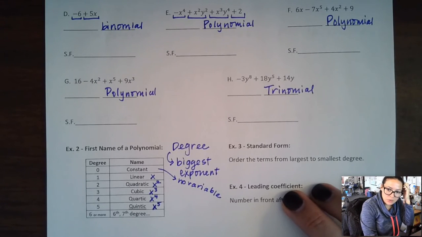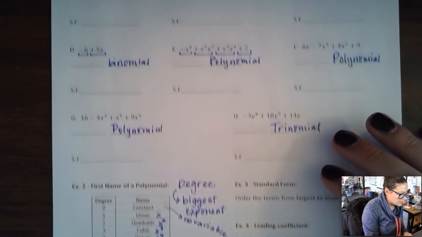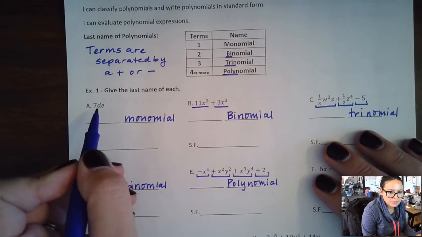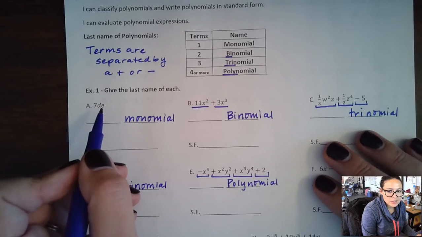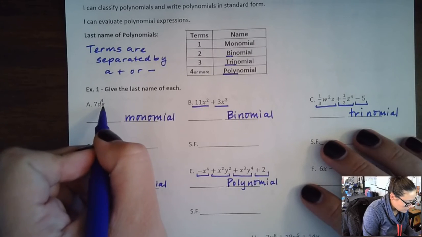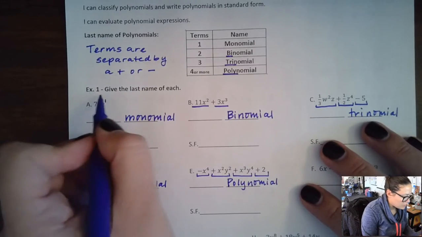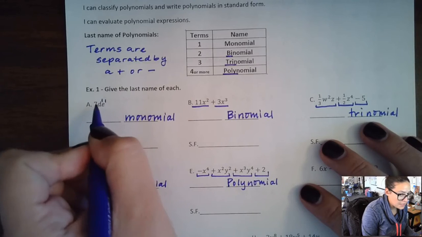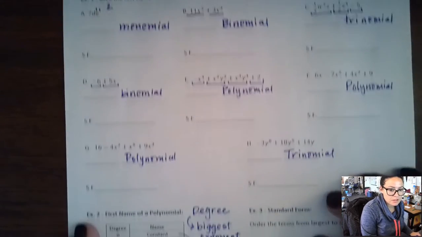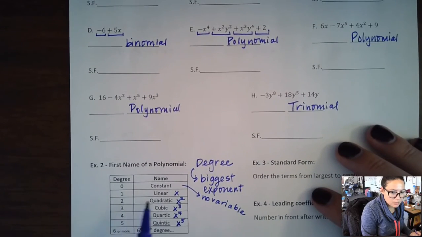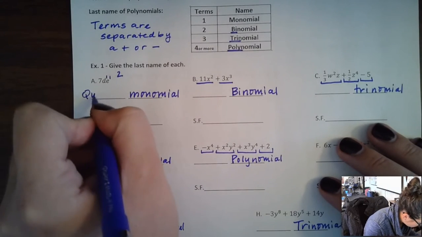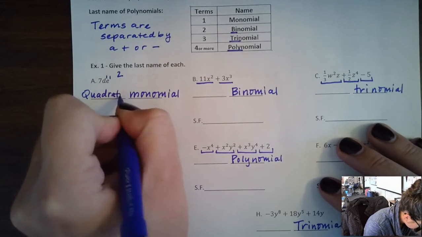So let's go through and try these here. So let's look at A. I'm only going to look at the exponents of the variables. Now, D has an exponent of 1. E has an exponent of 1, which really means altogether it's degree 2. Degree 2 means that we have quadratic. So this would be a quadratic monomial.